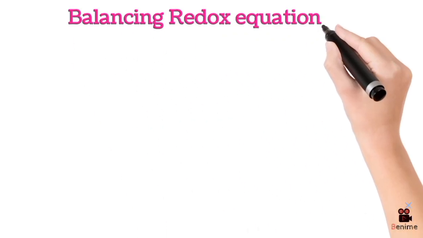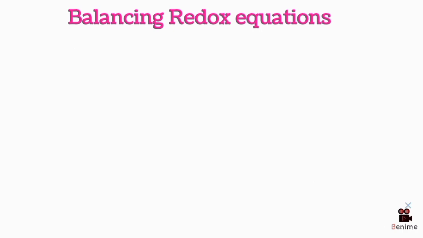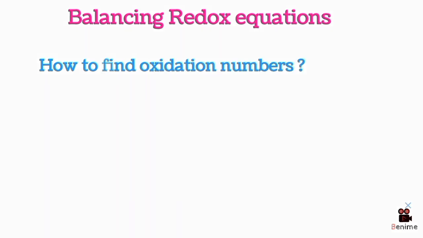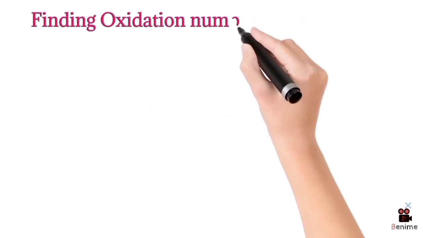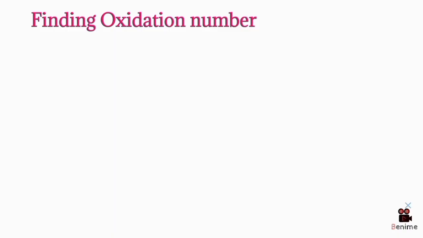Today our topic is how to balance a redox reaction. Before balancing redox equations, we must first learn how to find oxidation numbers. If you understand oxidation numbers properly, then redox reactions become very easy. Today we will learn oxidation numbers step by step, and after that we will learn how to balance redox equations.